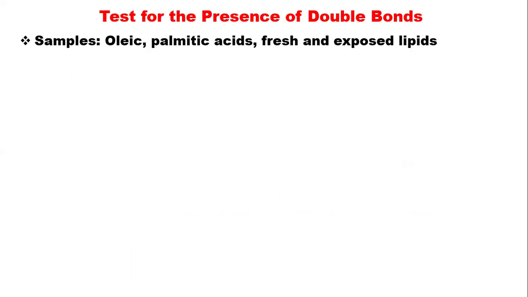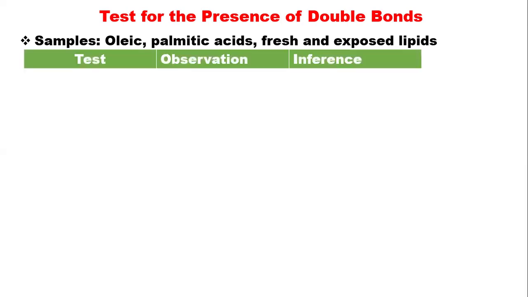We have tests for the presence of double bonds, and under this, we have samples like oleic acid, palmitic acid, fresh lipids and exposed lipids. Here you will be given these samples, and you are going to carry out the test on each of these samples, and you are going to report it as test, observation, and inference.